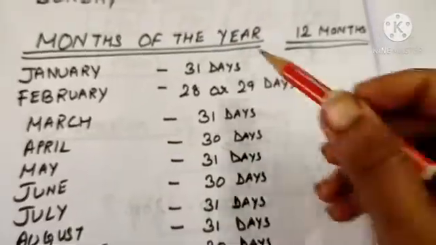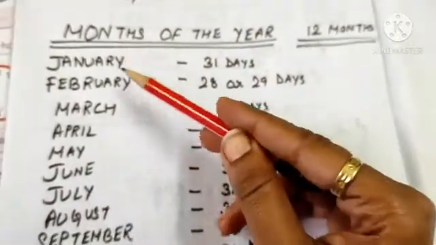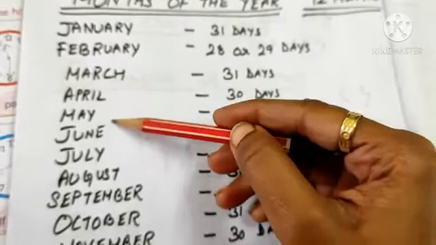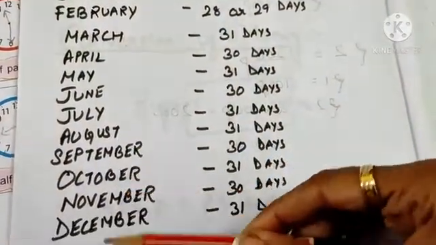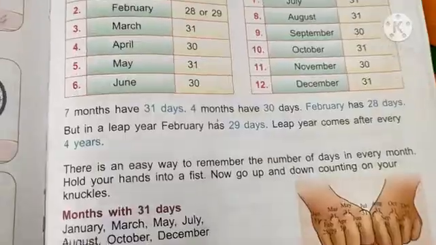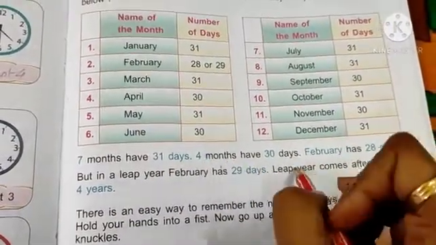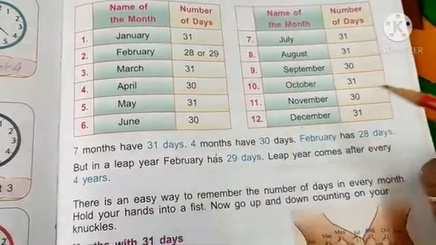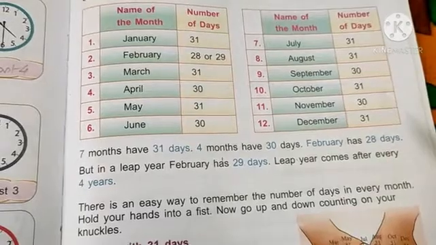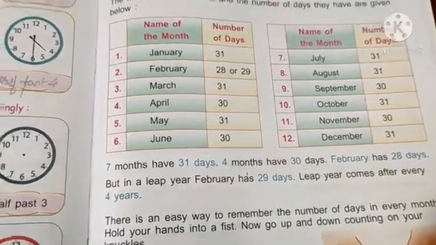Months of the year. There are 12 months in a year. January, February, March, April, May, June, July, August, September, October, November and December. 7 months have 31 days and 4 months have 30 days. February has 28 days. But in the leap year, February has 29 days. Leap year comes after every 4 years.